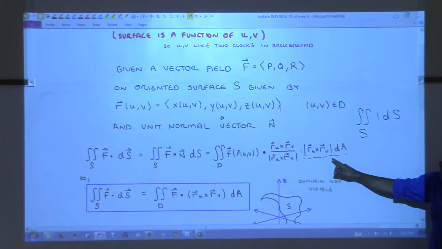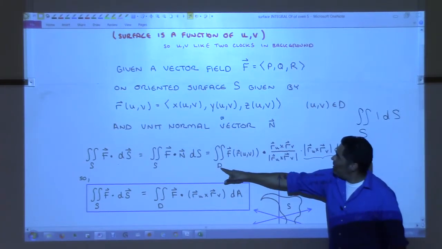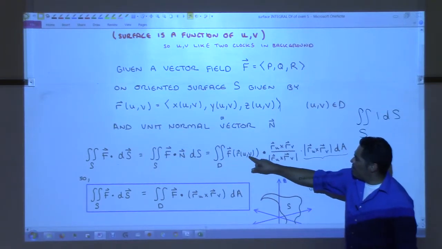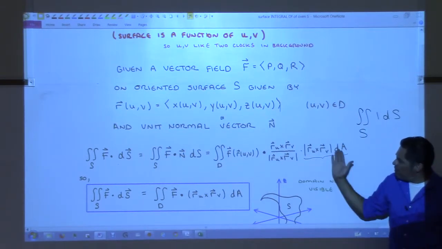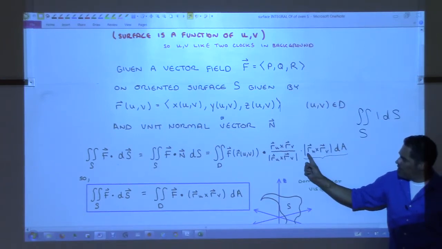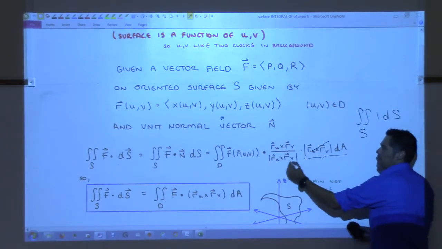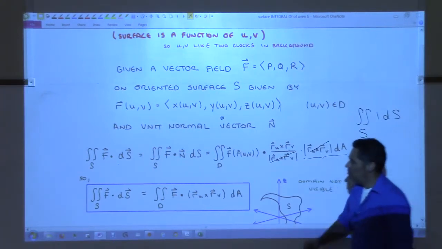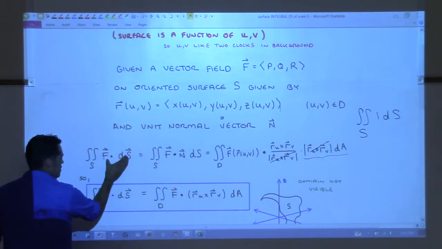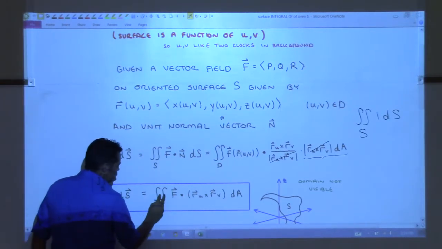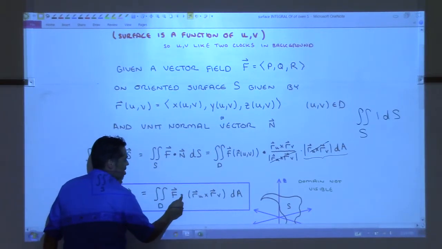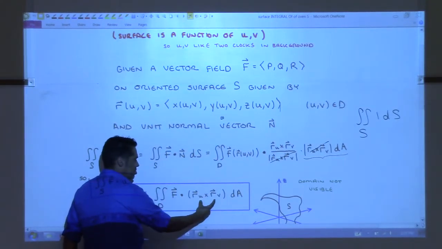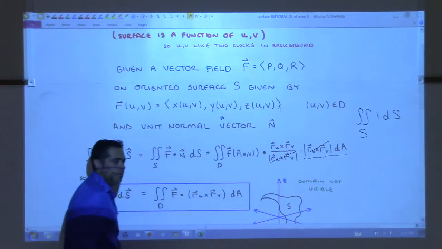So we integrate over the domain, which is our restrictions on u and v. And you see what happens at this point right here? These cancel, right? This cancels with this. Because those cancel, you're left with the double integral over the domain D of F dotted with that, which is just the cross of the partials, with respect to area. Okay?